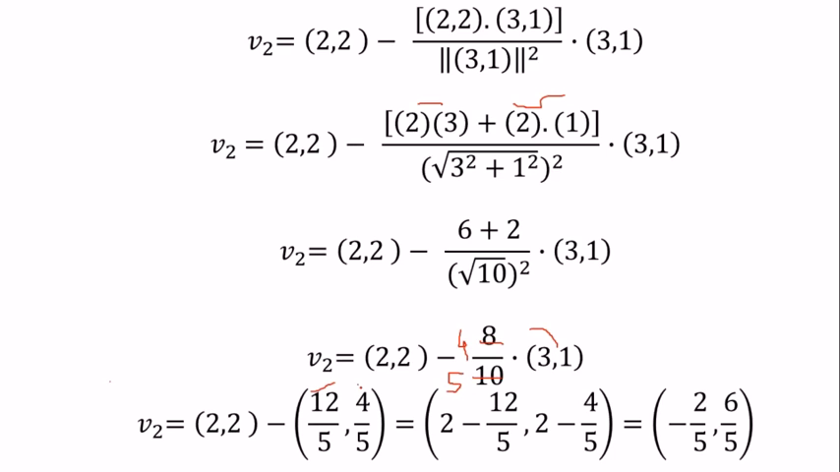Now 4 into 1 is 4, so we'll get 4 by 5, which is equal to, now simple subtraction of these two vectors. So we'll get 2 minus 12 by 5, and 2 minus again 4 by 5. After simplification we'll get (minus 2 by 5, 6 by 5). So we got v1 and v2. Once you get v1 and v2, that is v1 is equal to (3, 1), and v2 is equal to (minus 2 by 5, 6 by 5).